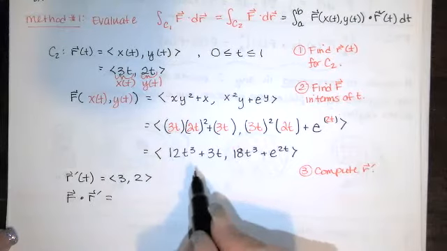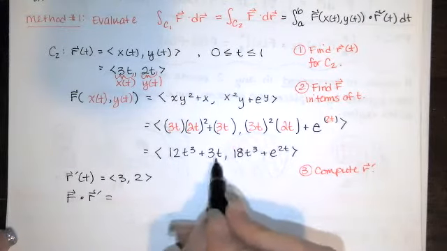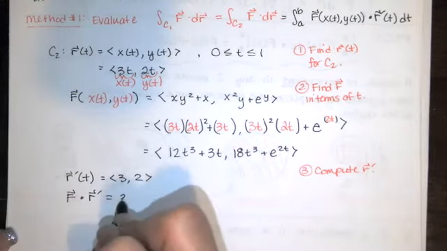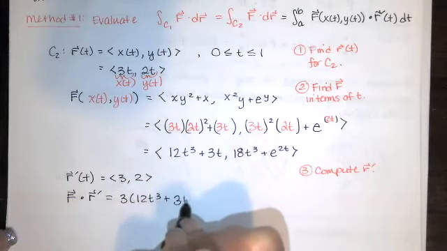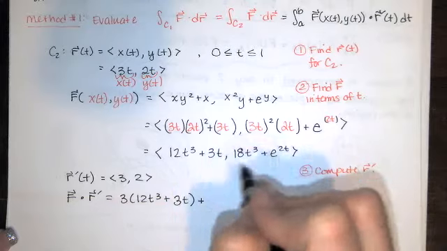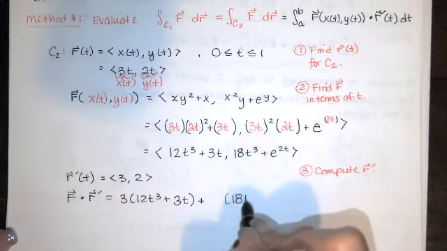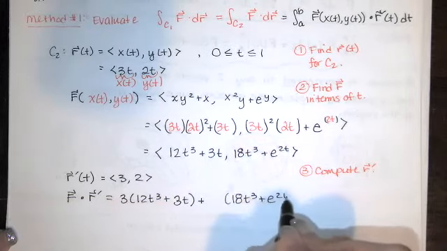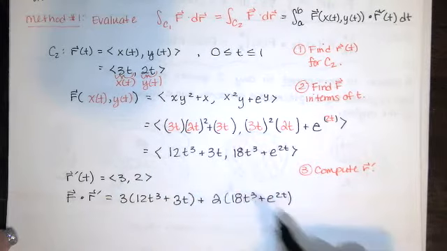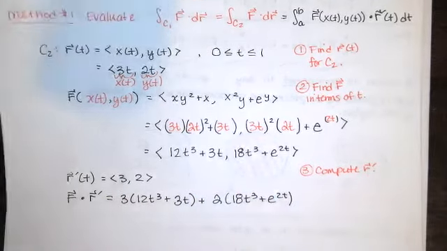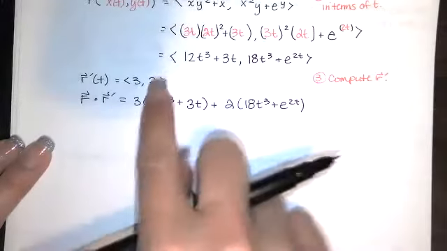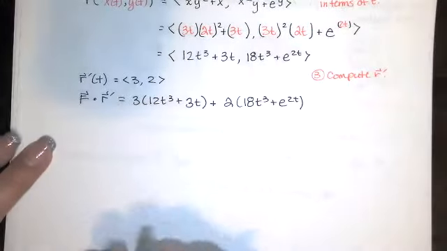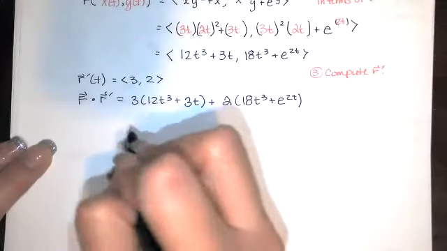So I'm multiplying component by component. I take the x component of f and the x component of r prime, and I multiply them together. And then I take the y component of f and the y component of r prime, and I multiply them together. Remember, that's how dot products work. We multiply and add until we have no components left, and then we stop.